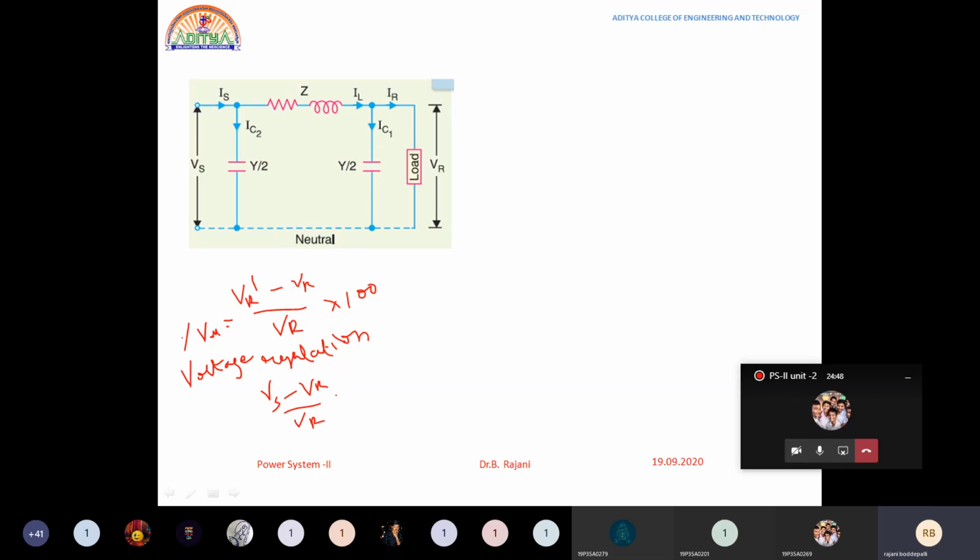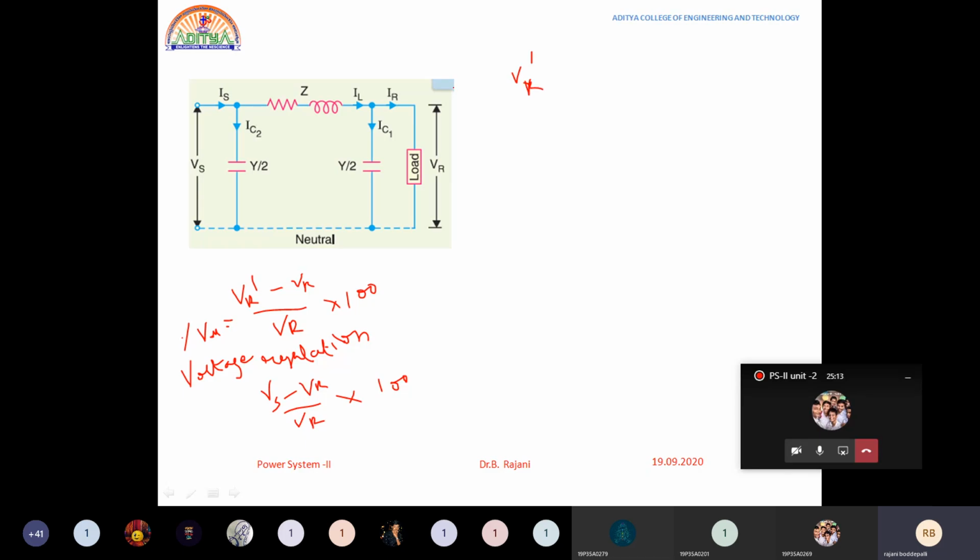And at no load conditions, if you know the no load voltage minus the receiving end side full load voltage, by full load, into 100, that is also one of the formulas. Then how to find the VR dash value? We will see that now. VR dash, whatever it may be, small or big.